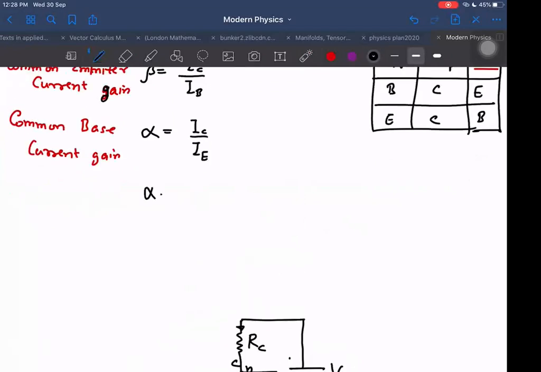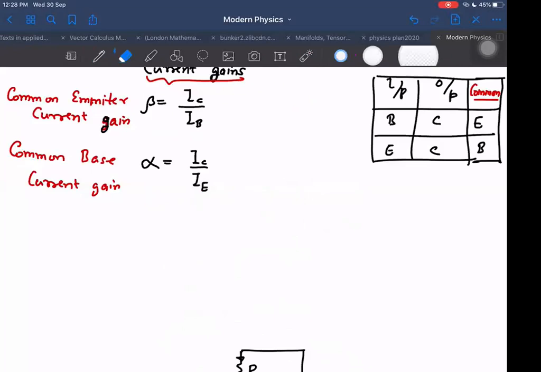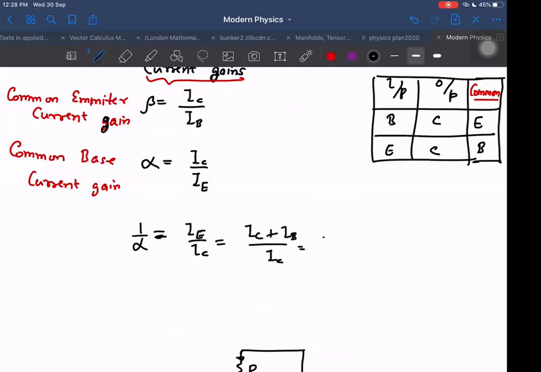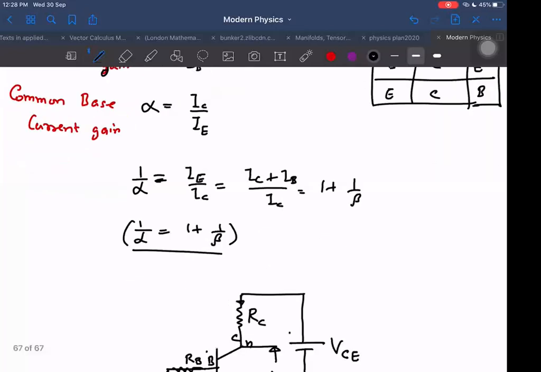Alpha, we can say we will write 1 by alpha equal to IE by IC, so 1 by alpha is equal to 1 plus 1 by beta. That is the relation between these two.